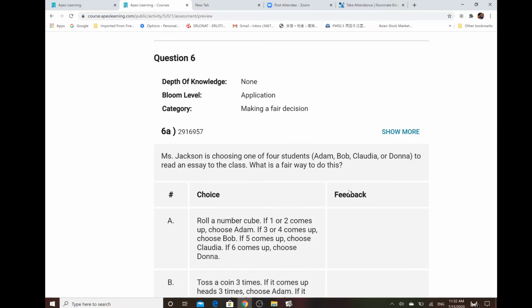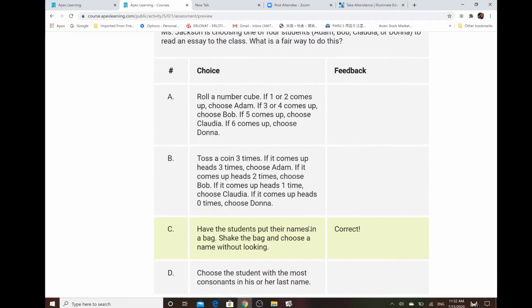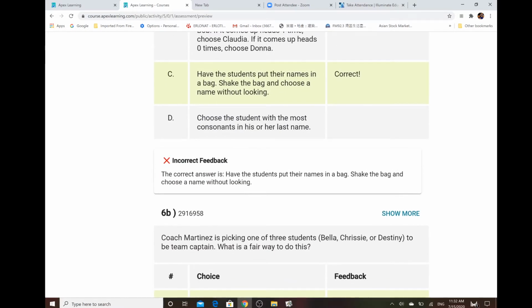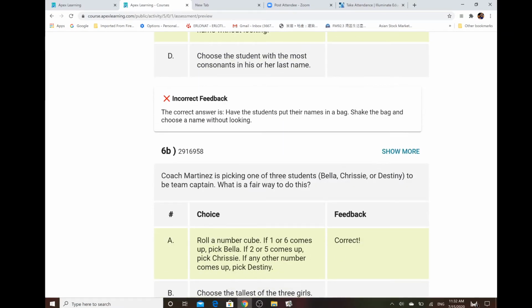And now the next ones. Miss Jackson is choosing one of 4 students, Adam, Bob, Claudia, or Donna, to read an essay to the whole class. What's the fair way to do this? The way to do this is to have the students put their names in a bag, shake the bag, and choose a name without looking. This one is guaranteed fair: we just select the student randomly without looking at the name.